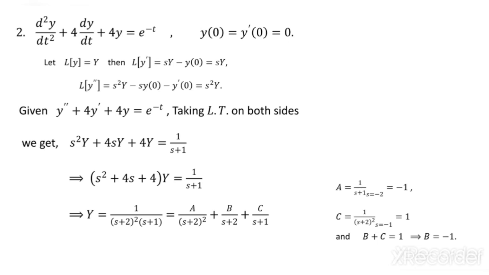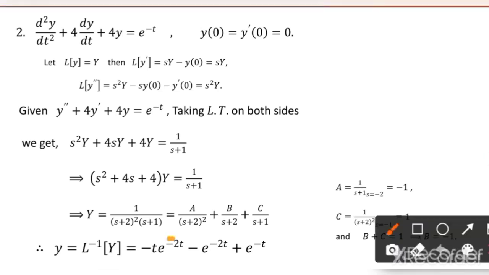So we got L inverse of Y means L inverse of minus 1 by s plus 2 the whole square plus L inverse of 1 over s plus 2 plus L inverse of minus 1 by s plus 2 and L inverse of 1 by s plus 1. The second and third ones are simple, exponentials. So I can write exponential minus 2t and exponential minus t.